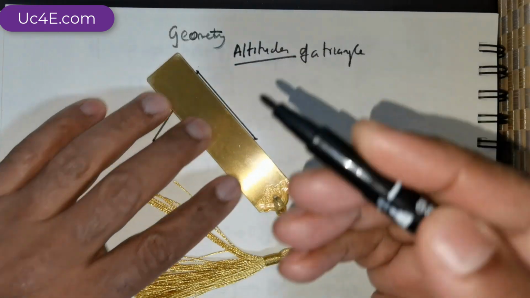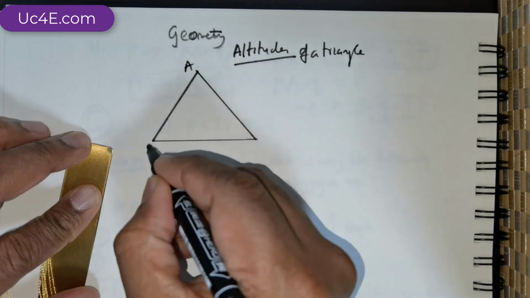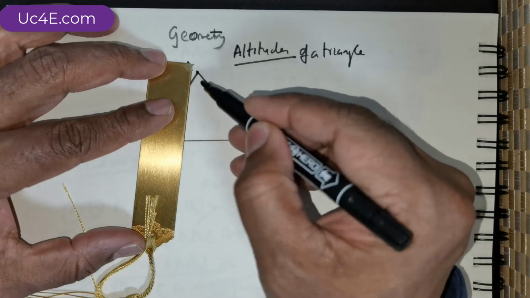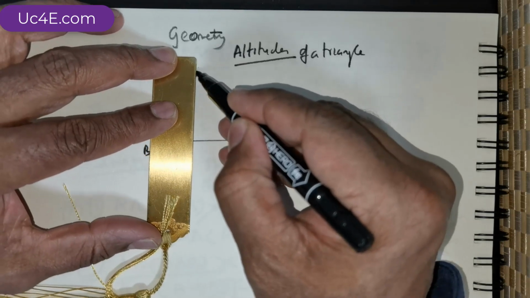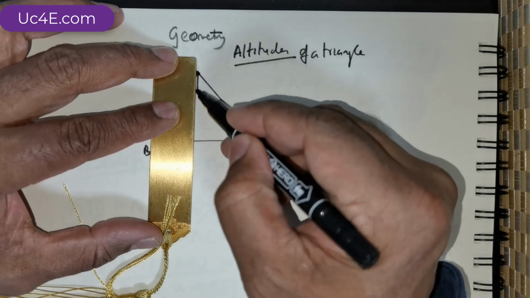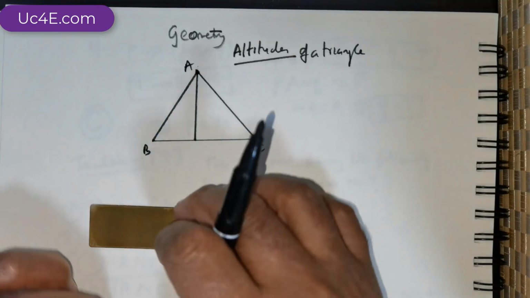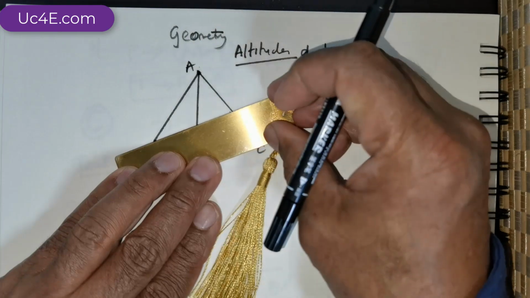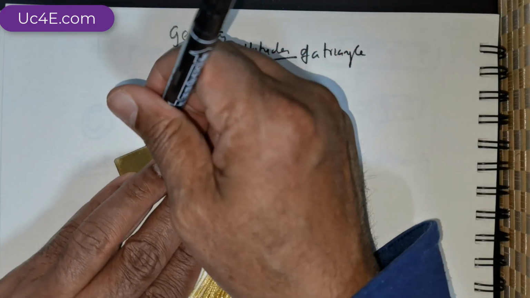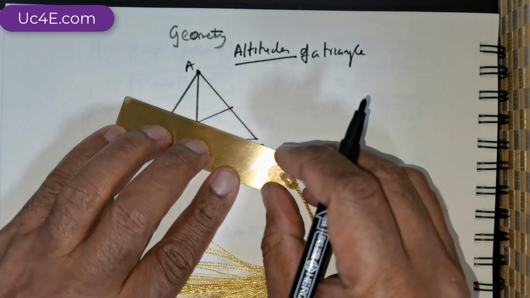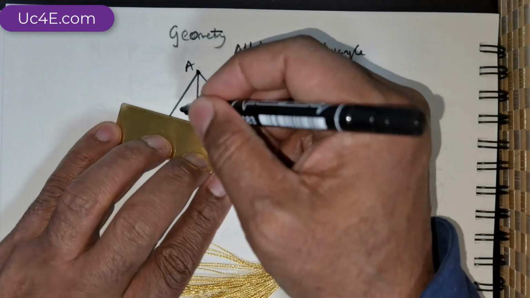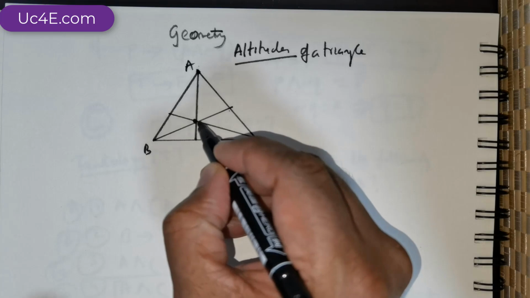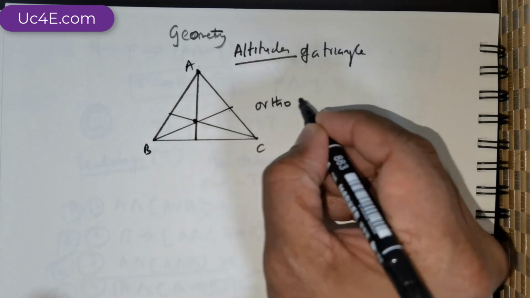So to start with, if ABC is a triangle, an altitude is nothing but a straight line passing from the vertex perpendicularly to the opposite side. So this is going to be an altitude, and similarly this is going to be an altitude, and this is going to be an altitude. Now you can clearly see that there is a point of intersection. Now this point of intersection is called the orthocenter.